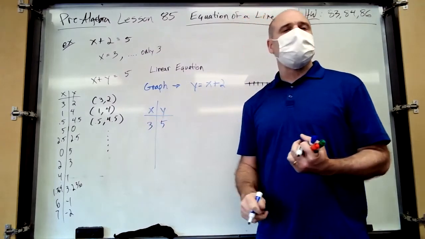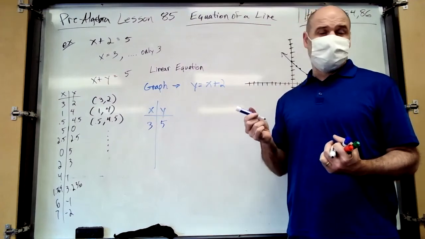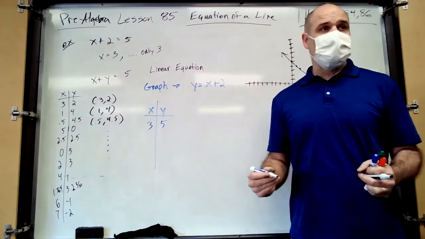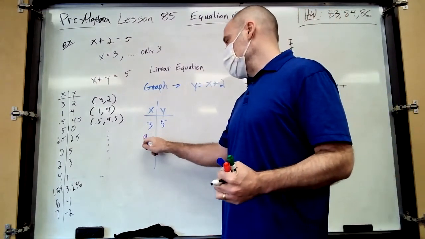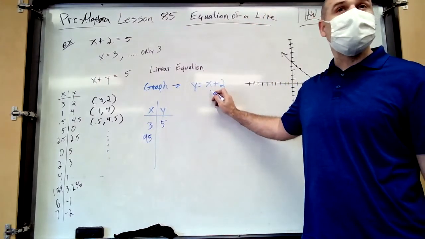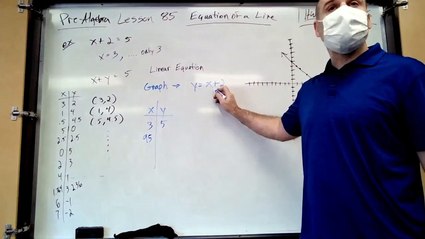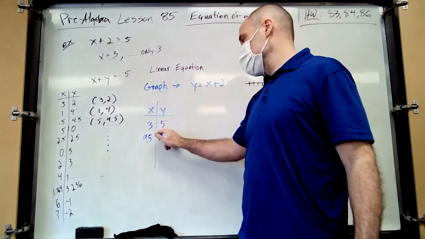Now, is it easier to pick a y or to pick an x? X, probably. All right, give me an x. 95. When x is 95, what does that make y? 95 plus 2 is 97.